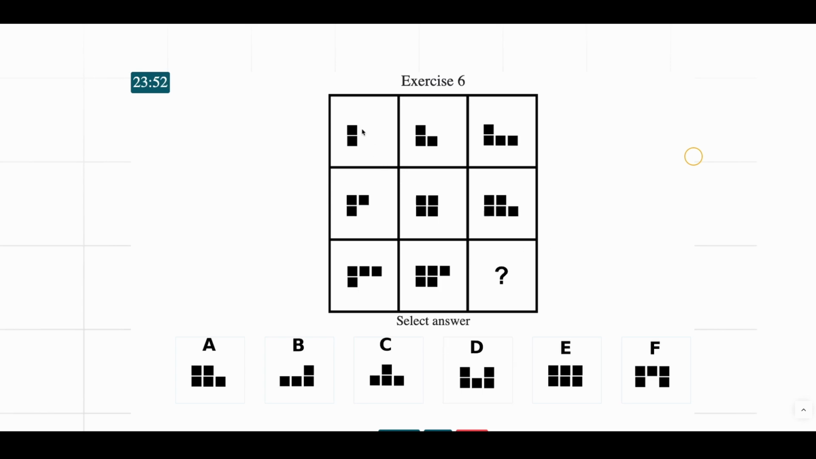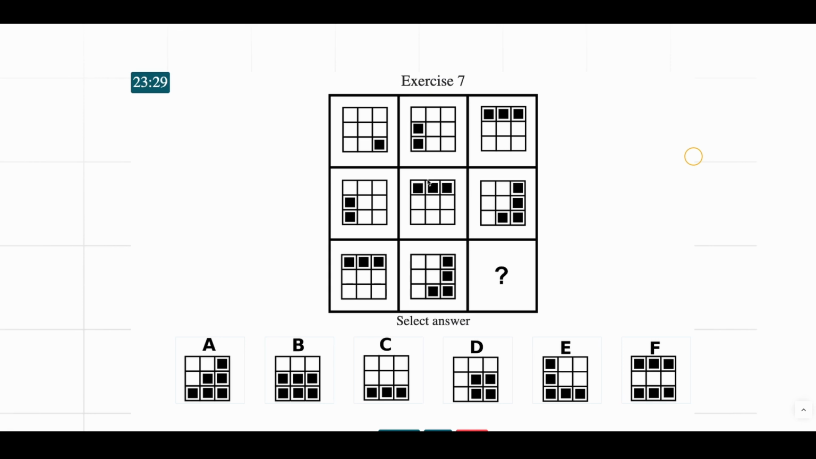In this one, you can see each cell sort of has 2 rows of blocks. Going left to right, 1 block is added to the row on the bottom. Here it has 1, here it has 2, and here it has 3. So here we see 3 at the top, but the top doesn't change. On the bottom, it's 1, 2, and then 3, so the answer will be E.